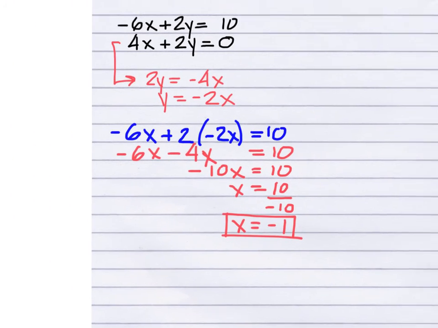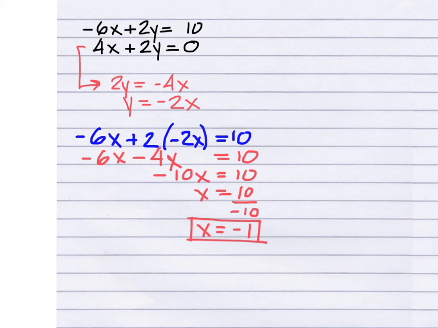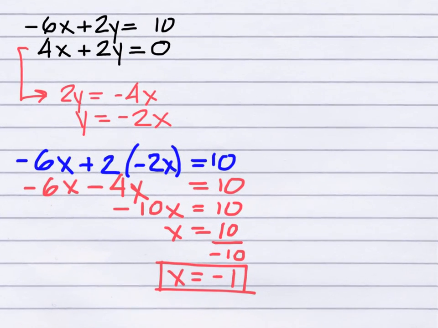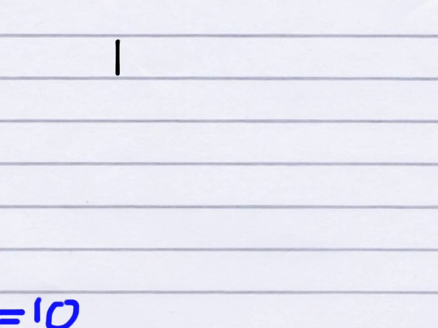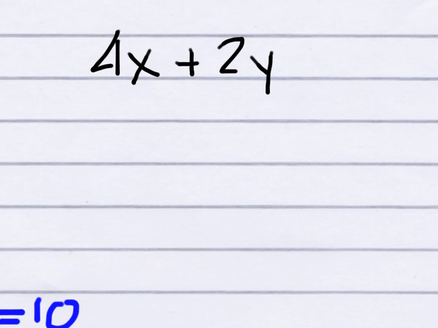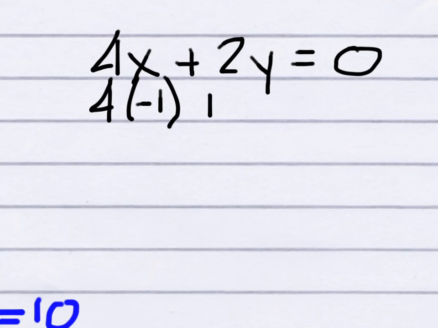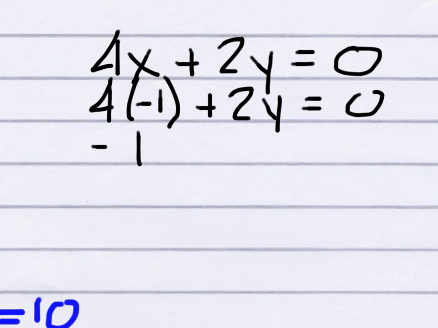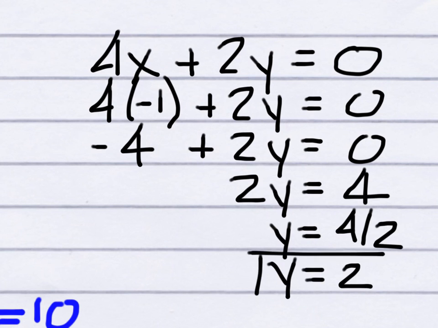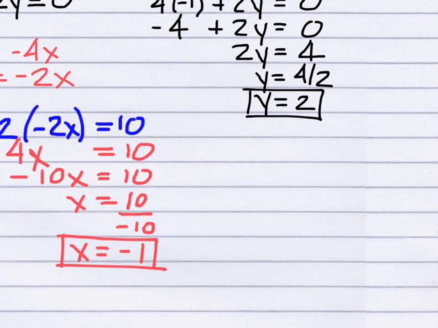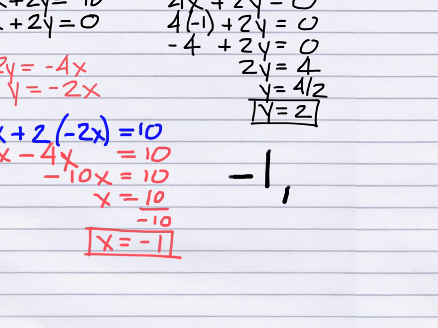So negative 1 has got to go back into one of those equations. I am going to choose the second one again, 4x plus 2y equals 0, and I just solved for negative 1 for x. That'll give me a negative 4 plus 2y equals 0. 2y equals 4. And divide the 4 by 2 to come up with 2. The answer should be expressed as negative 1, 2.